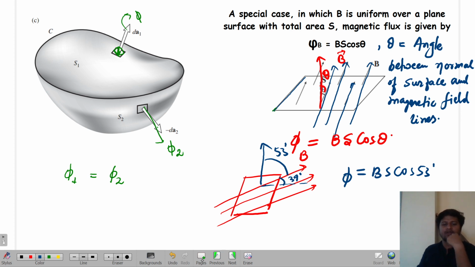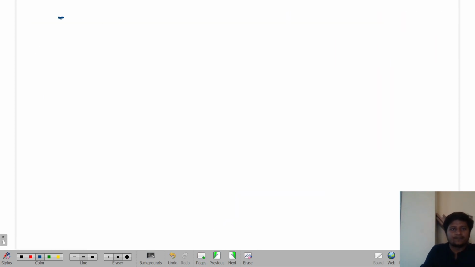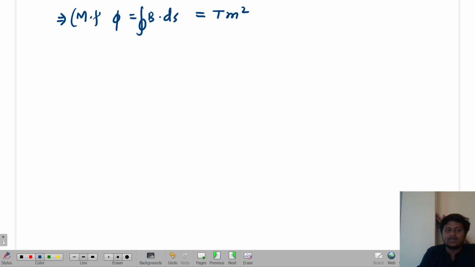So now look over here. We'll define some kind of SI units. Magnetic flux is equal to the integral of B dot dS. Now, what is the SI unit of B? Tesla, yes or no? What is the SI unit of surface area? Meter square. So the unit for magnetic flux is equal to Tesla meter square.